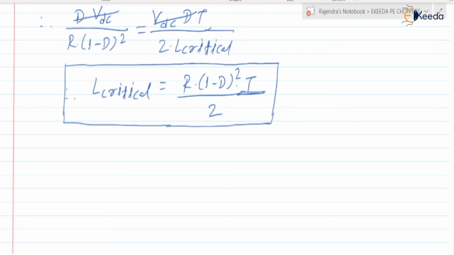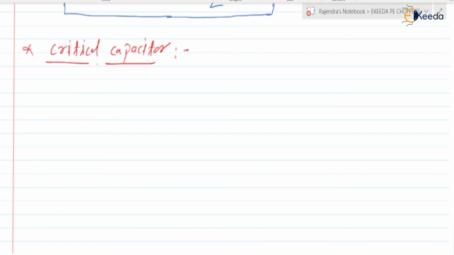Next, similarly, can we find the critical value of capacitor? Yes, C critical, critical capacitor or capacitance. So for finding the critical value of capacitor, here also the capacitor voltage will be just continuous, right? Capacitor voltage will be just continuous, means what? Delta V0 by 2 is nothing but V0 average.